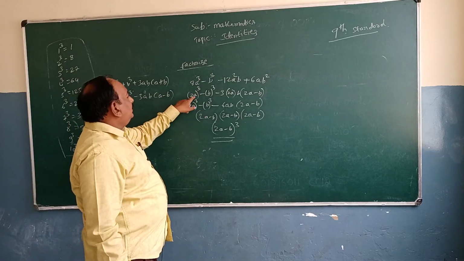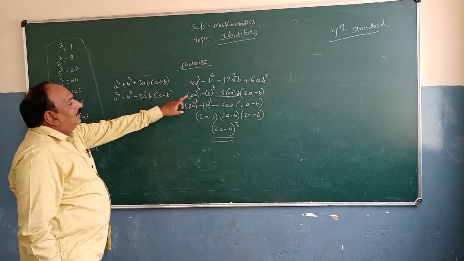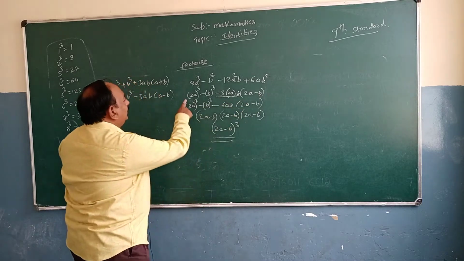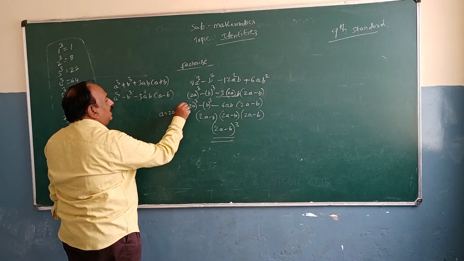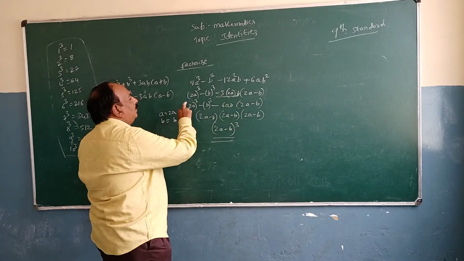3 into what is a to a? You know what is this, 3ab? Formula: 3ab into a minus b. Here we treat a is equal to 2a and b is equal to b. By using this we have to solve this problem.